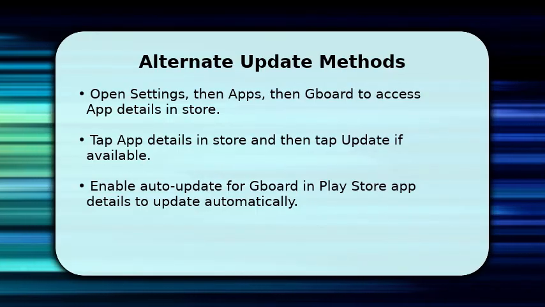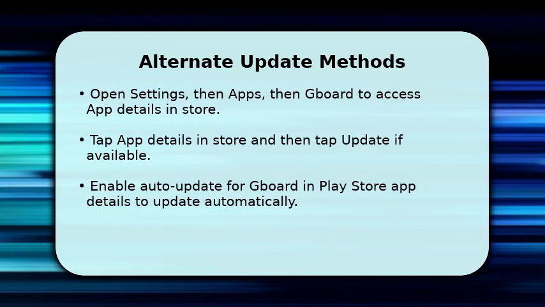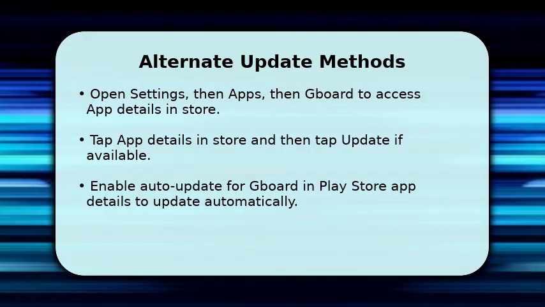Open Settings and choose Apps or Apps and Notifications to view installed apps. Find and tap Gboard to open its app info screen on your device. Use the three-dot menu or App Details in Store link to jump to the Play Store page. Tap Update there if available. To avoid manual updates, enable auto-update for Gboard from the Play Store App Details menu.